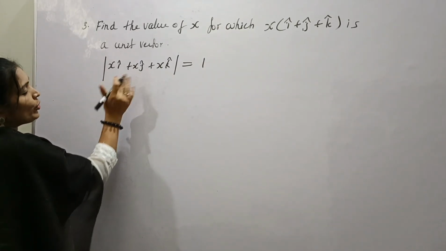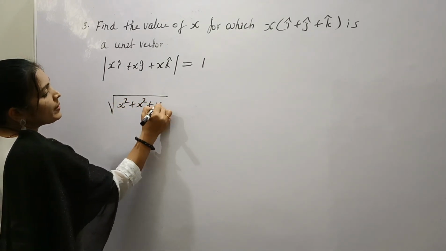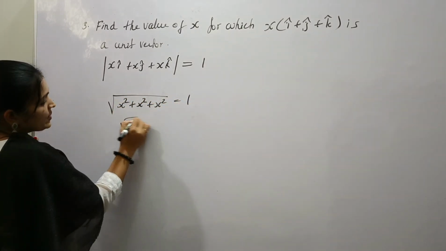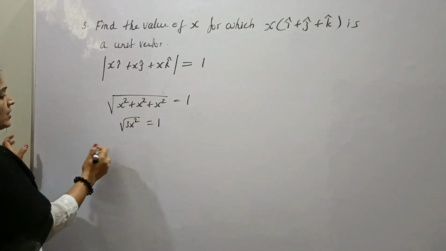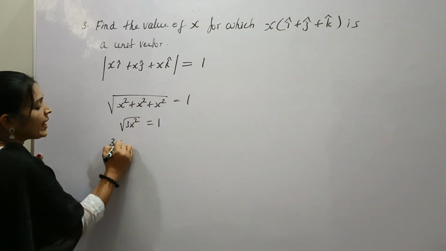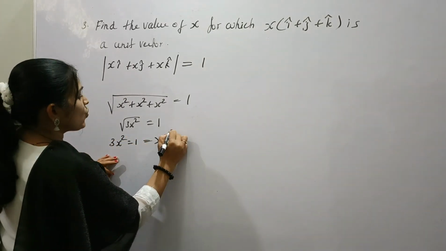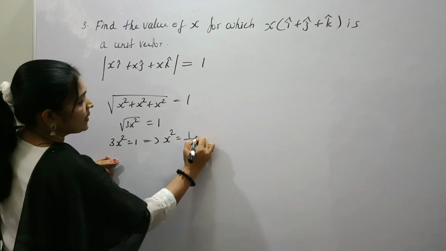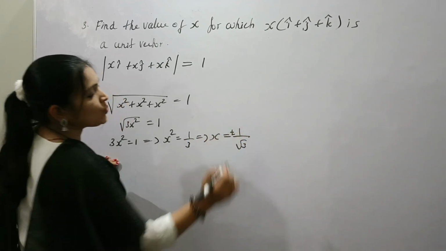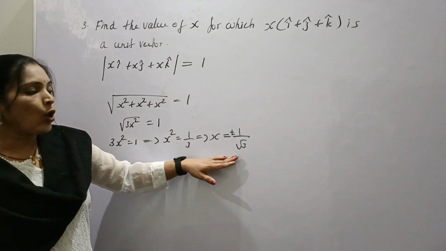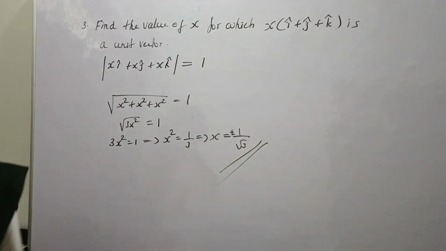So how to find the modulus? That is square root of x square plus x square plus x square is equal to 1. That is root 3x square is equal to 1. Square it on both sides. So it will be 3x square is equal to 1 square, 1 itself. That implies x square is equal to 1 by 3. That implies x is equal to plus or minus 1 by root 3. So the value of x is plus or minus 1 by root 3.